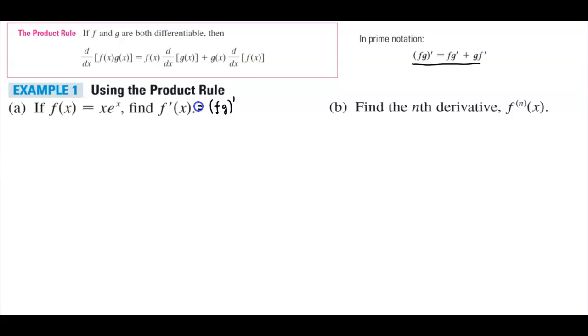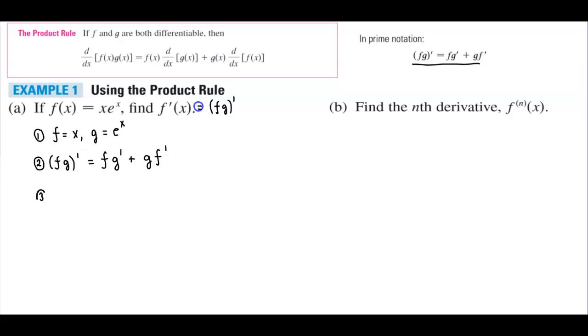Okay, so the first step here is that we can define f to be x, and we can define g to be e to the x. Then we're going to use our prime notation because fg prime is equal to f times the derivative, or g prime, plus the function g times f prime.